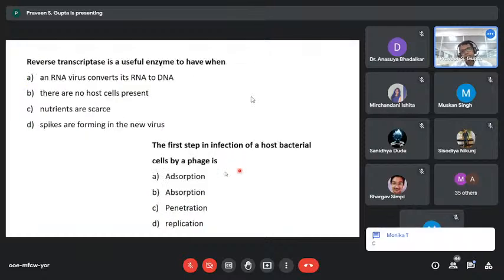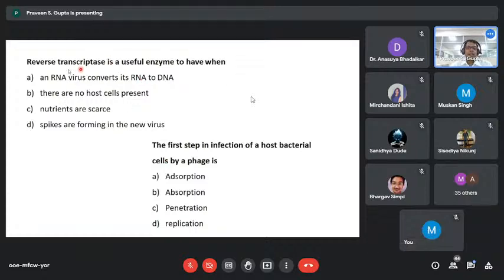Reverse transcriptase is a useful enzyme to have when... So what is the role of reverse transcriptase? In RNA viruses, it has an important role, which is to convert RNA to DNA. So the first option will be the answer. And the first step in infection of a host bacterial cell by a phage is adsorption, not absorption. So the answer will be the first one.